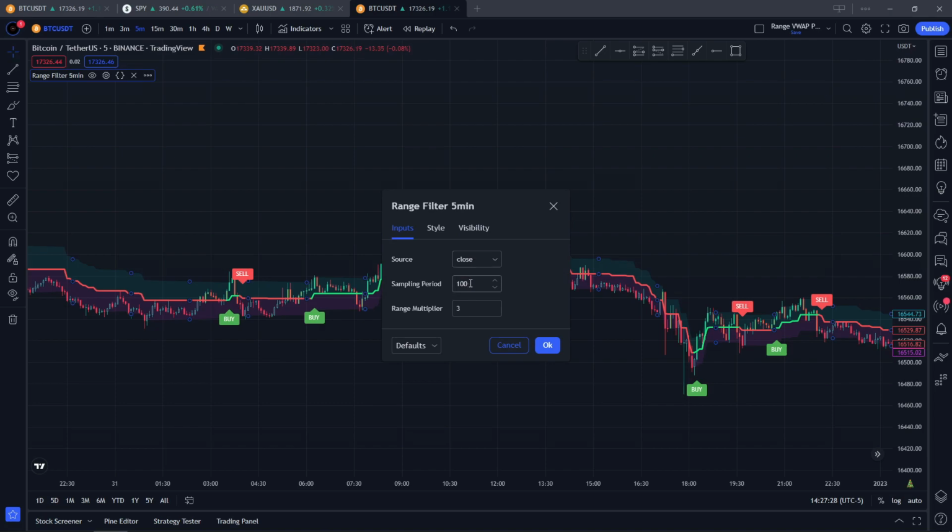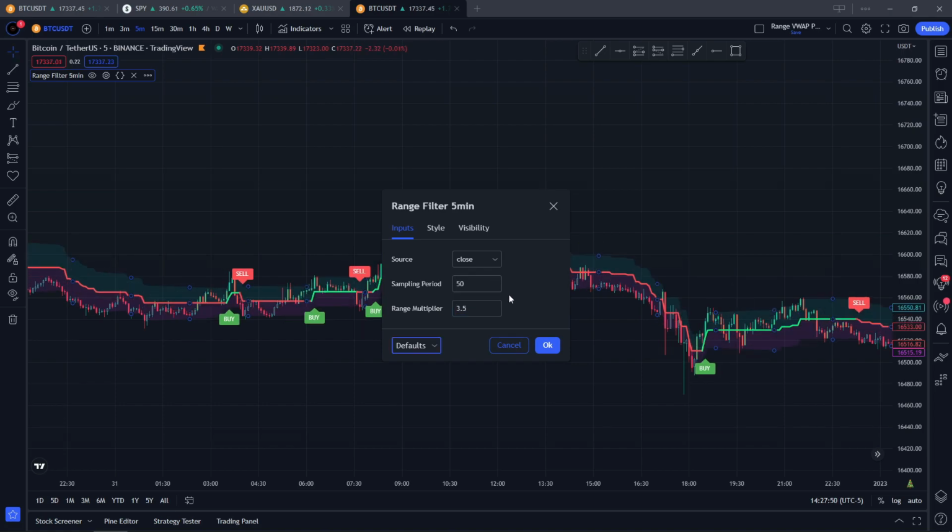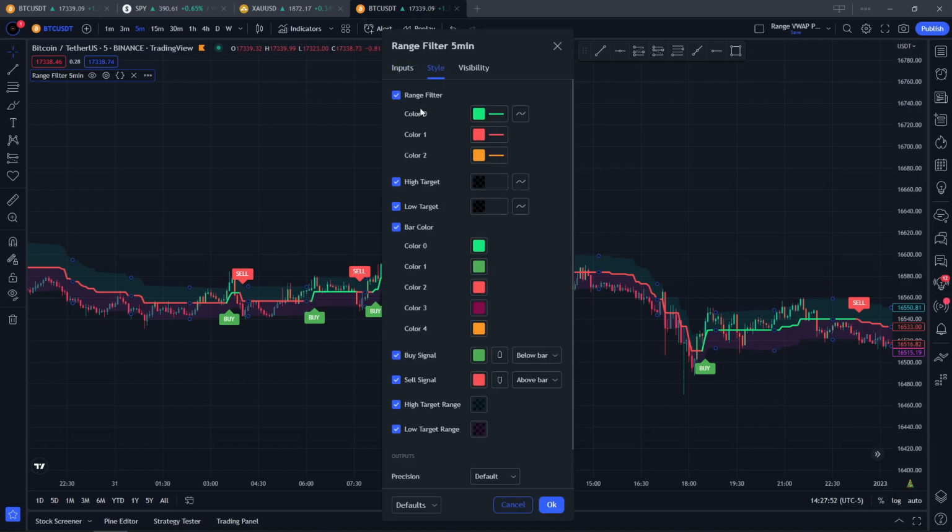We go to settings. The sampling period, we're going to change it to 50. And the range multiplier, we're going to change to 3.5. This multiplier right here, the higher you have this, the lower the amount of signals you have. For example, if I take this down to 2, you'll see there's a ton more signals. 3.5 is a nice, good medium range here. For style, you're going to get rid of all of the options except for buy and sell signal. So it's just going to have the signals on there.